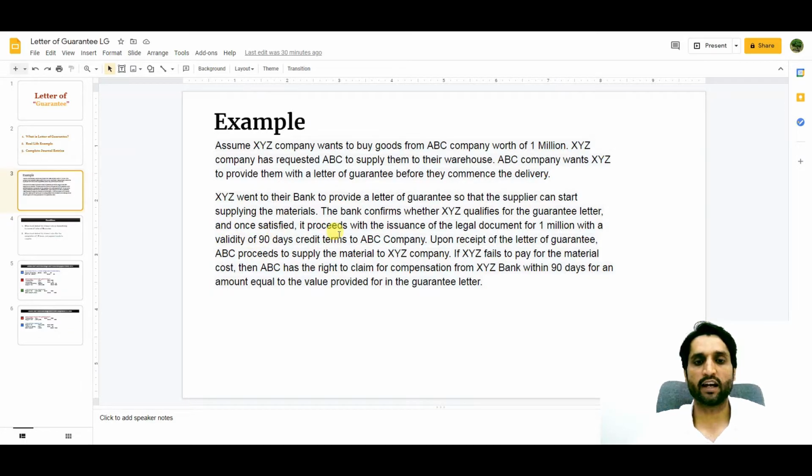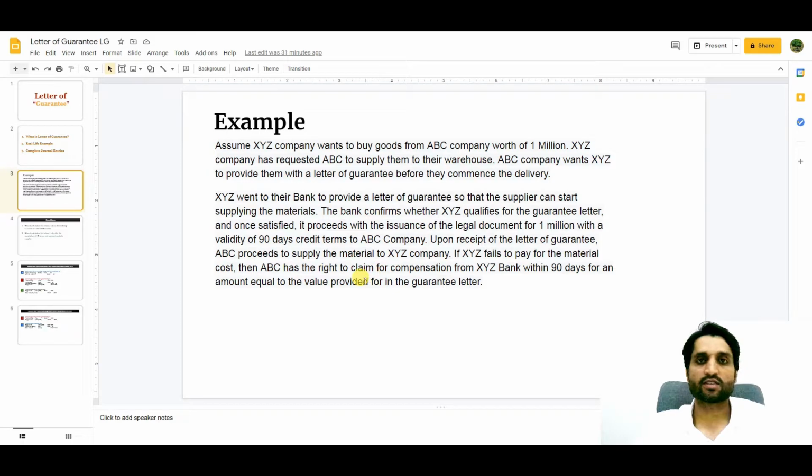Once the bank is satisfied, they will proceed with the issuance of a legal document for 1 million with the validity of 90 days, 120 days, 30 days, whatever the payment terms you are having with the supplier. So the bank will issue the letter of guarantee. Upon receipt of the letter of guarantee, the supplier proceeds to supply the material to the buyer like XYZ company. If XYZ company fails to pay the material cost, then ABC company has the right to claim the compensation from XYZ bank within the terms of the payments mentioned on the letter of guarantee.